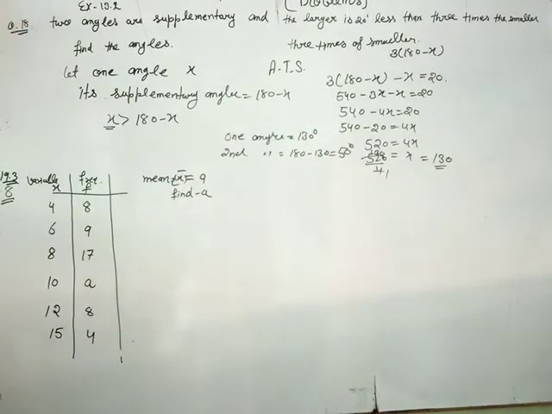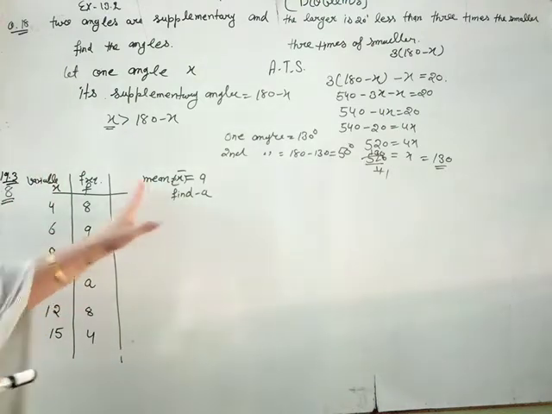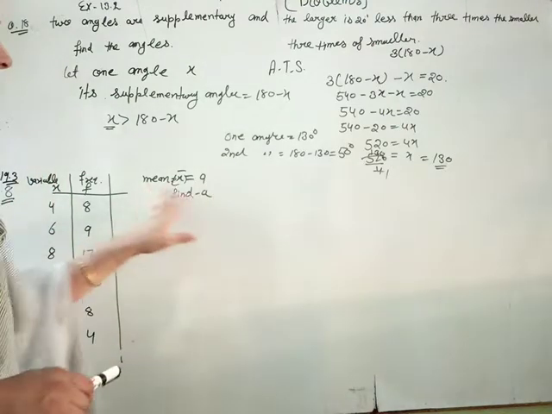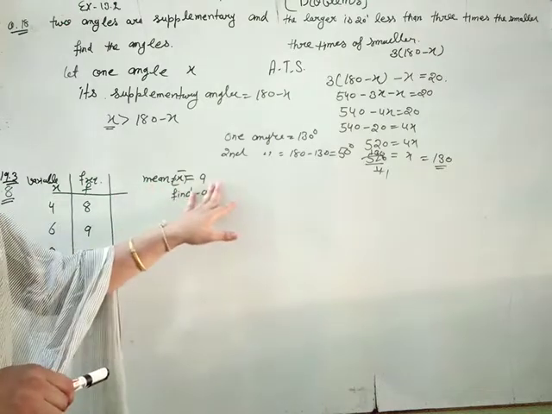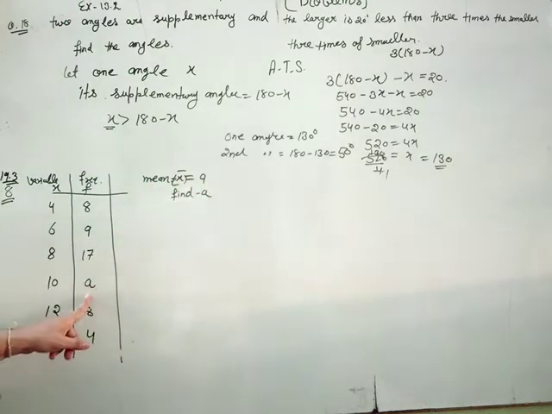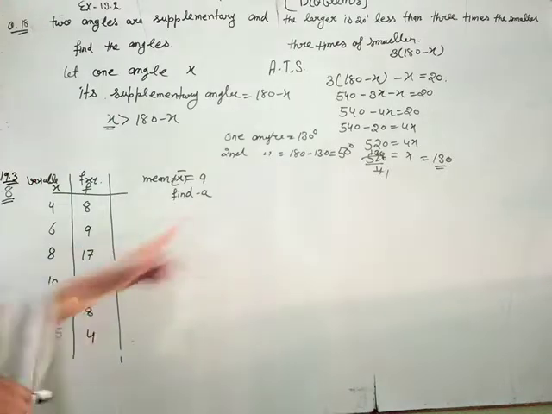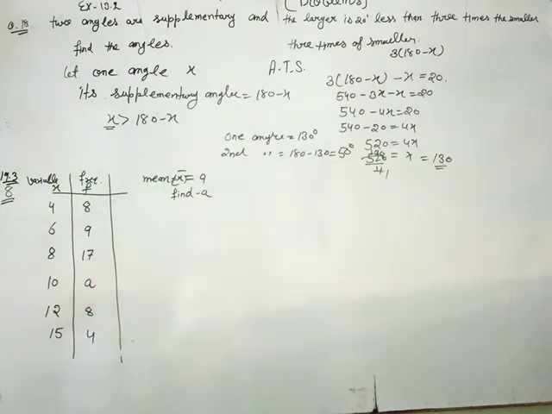Okay student, this is the next question, question number 8 of exercise 19.3. There is a variable column and a frequency column, and the mean is also given, x bar equal to 9, and there is one missing number, a. We find the value of the missing number a.